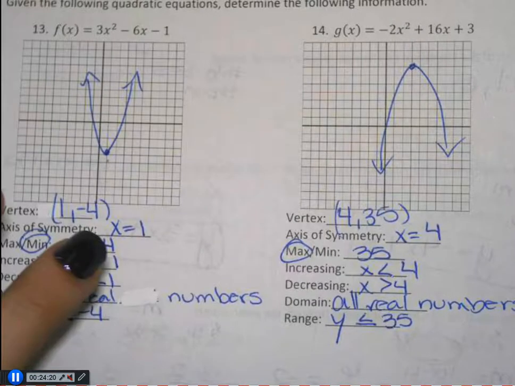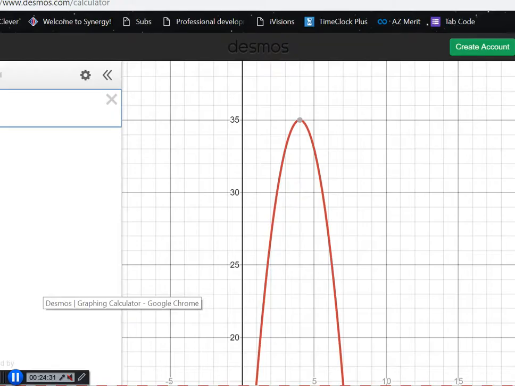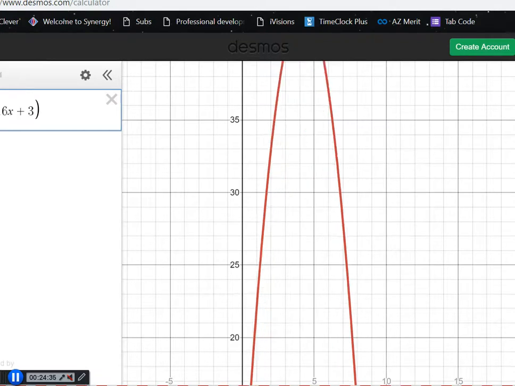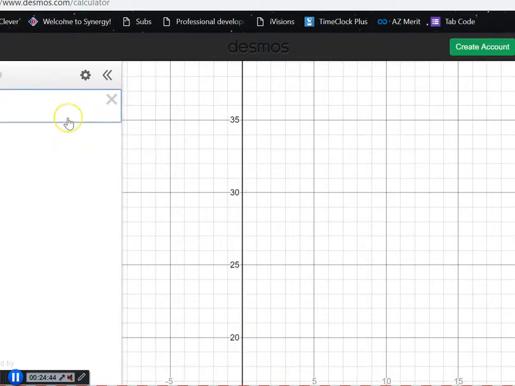Okay. These ones want me to find the zeros of the functions. There are 2 ways I can do this. So one way is to literally type it into Desmos. Oh, whoa. That's not what I wanted. Stop it, Desmos. There you go. We'll just start over.